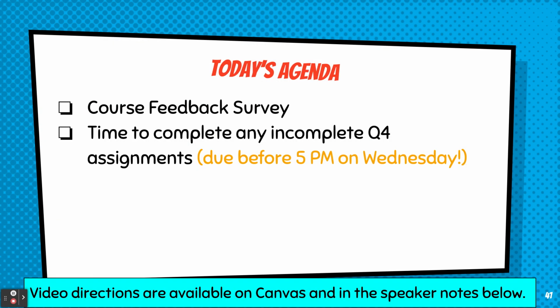The agenda for today: you have a course feedback survey to complete, and then you can use the remaining time in class to complete any incomplete Q4 assignments. Whatever assignments those may be, whether they were incomplete or you want to submit them for a higher grade, those need to be turned in before 5 p.m. on Wednesday. That is when the gradebook will close.